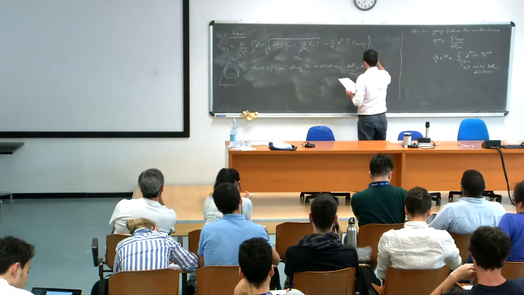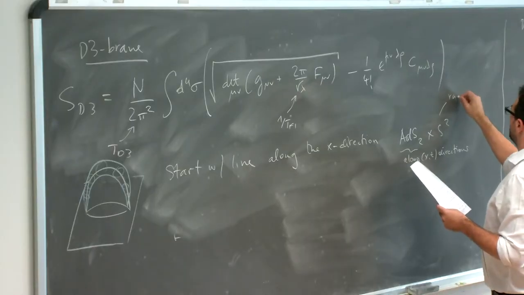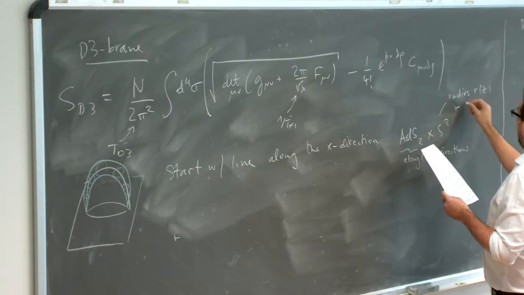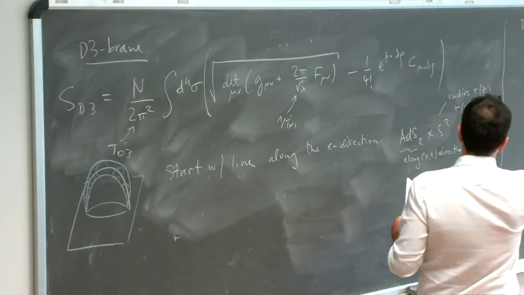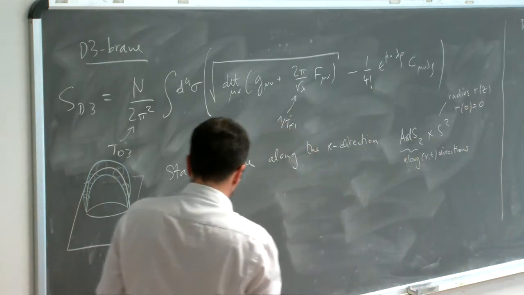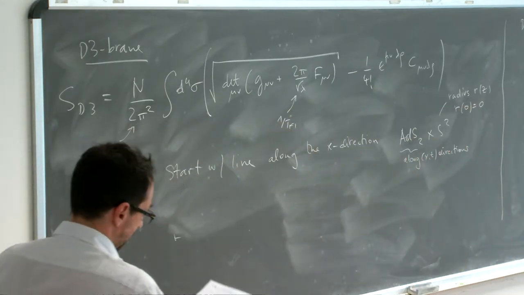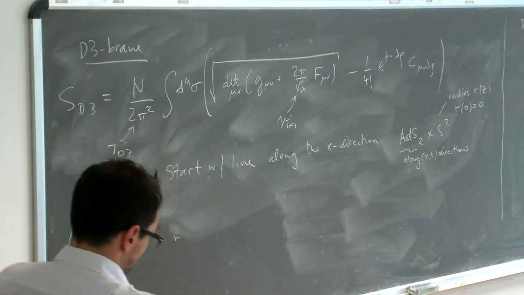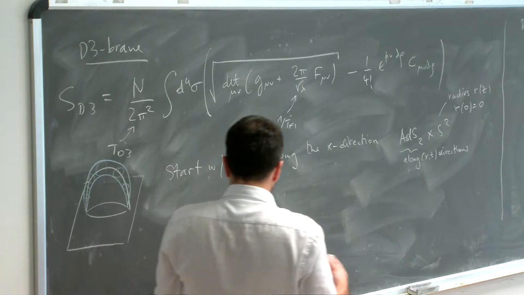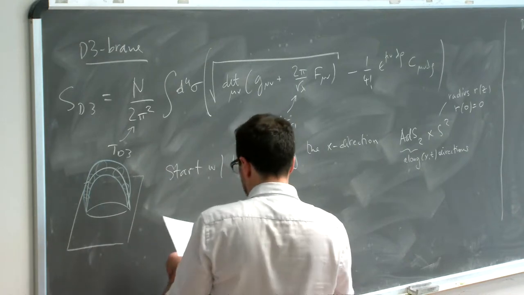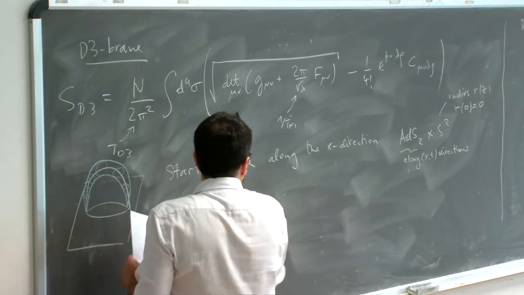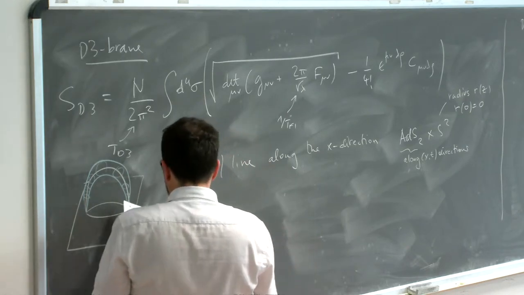OK, and then I got some sphere with radius r of z such that r at 0 is equal to 0. So the sphere shrinks. OK, so you can do this computation. I wrote down some more details. There are many, I cannot really do it in real time.